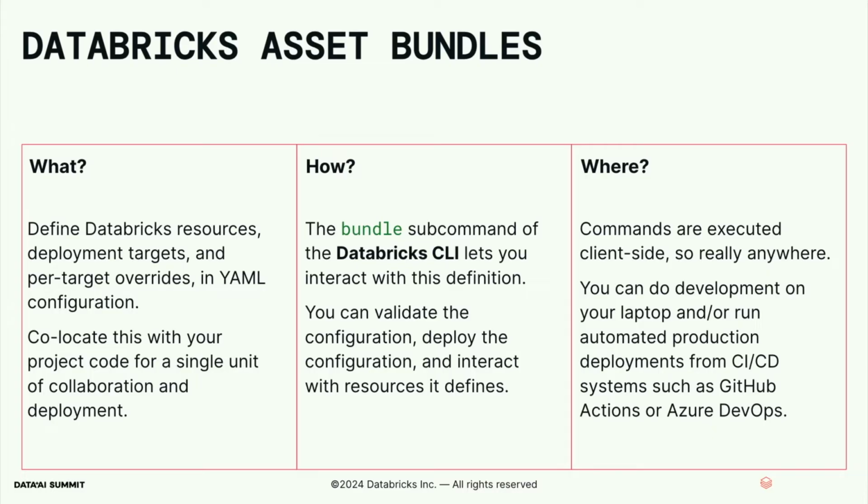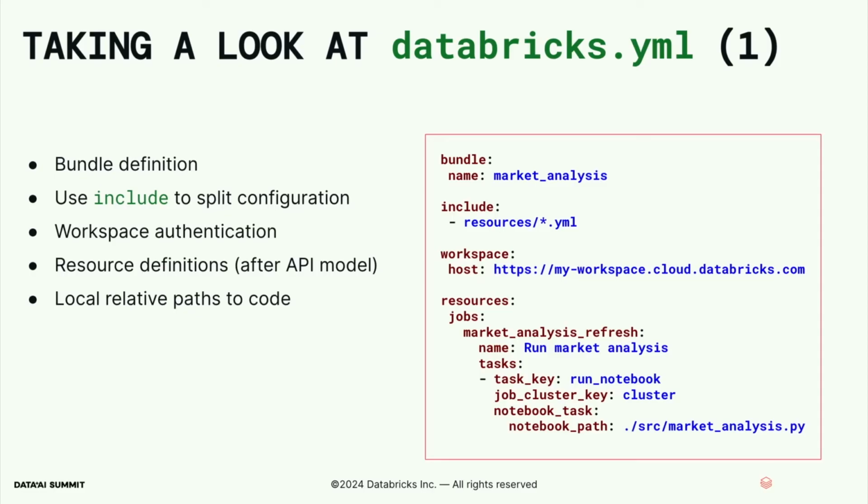And yeah, where do we execute it? It's client side. So we don't care where you run the CLI. You can run it locally on your laptop when you're doing development. You can run it on your CI/CD runners, right? GitHub Actions, Azure DevOps, what have you. There's a wide variety of systems out there. And in the near future, you'll also be able to run these commands in the Databricks web terminal. So if you're in the UI. So let's take a little bit closer look at the contents of this Databricks.yaml file.